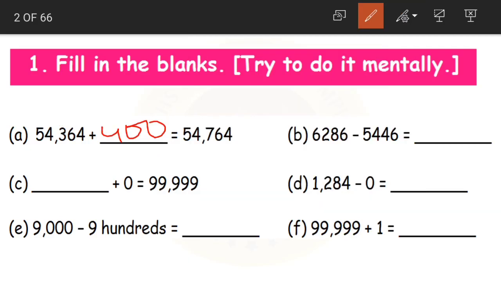Moving on to the next question, 6,286 minus 5,446. Now again, how to do it mentally means first take the ones place. Here in the first one we are having 6 in ones place, and even in the second number we are having 6 in the ones place. So 6 minus 6 becomes 0. Yes children, 6 minus 6 becomes 0. Now moving on to the tens place, 8 and 4. 8 minus 4 becomes 4. Yes, 8 minus 4 becomes 4.